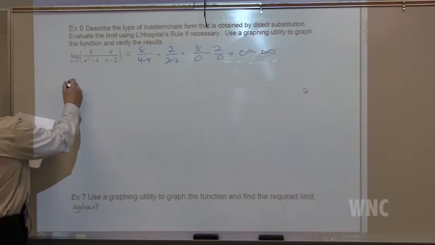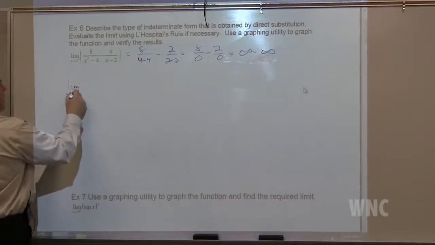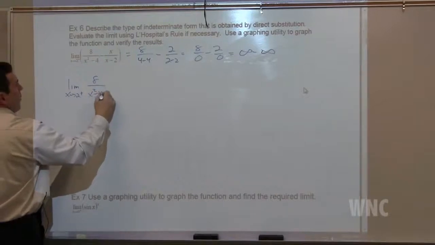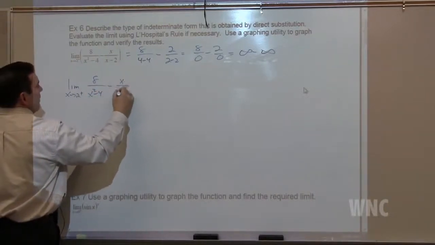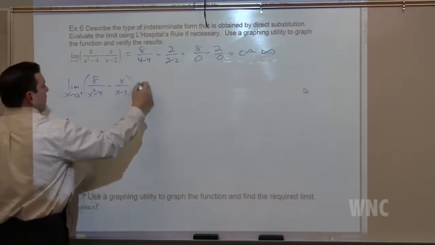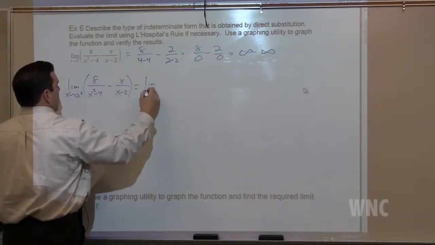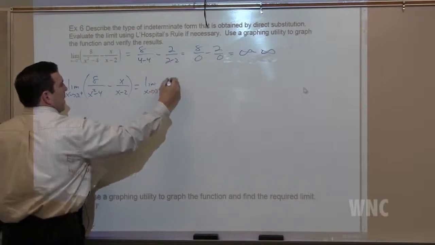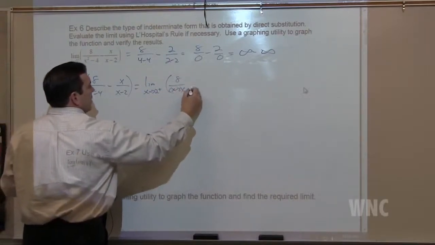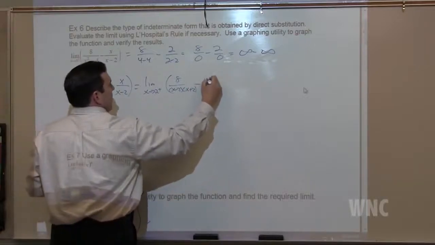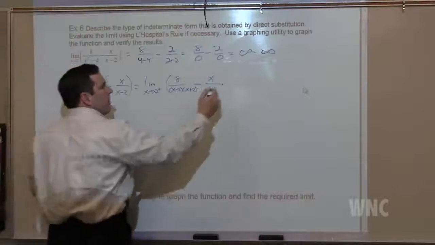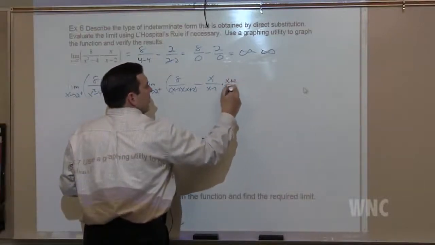Let's do this. The limit as x goes to 2 from the right side of 8 over x squared minus 4 minus x over x minus 2. See, we could factor this denominator. That'd be the limit as x goes to 2 from the right side of 8 over x minus 2 times x plus 2 minus x over x minus 2. I'm going to multiply the second term by x plus 2 over x plus 2.